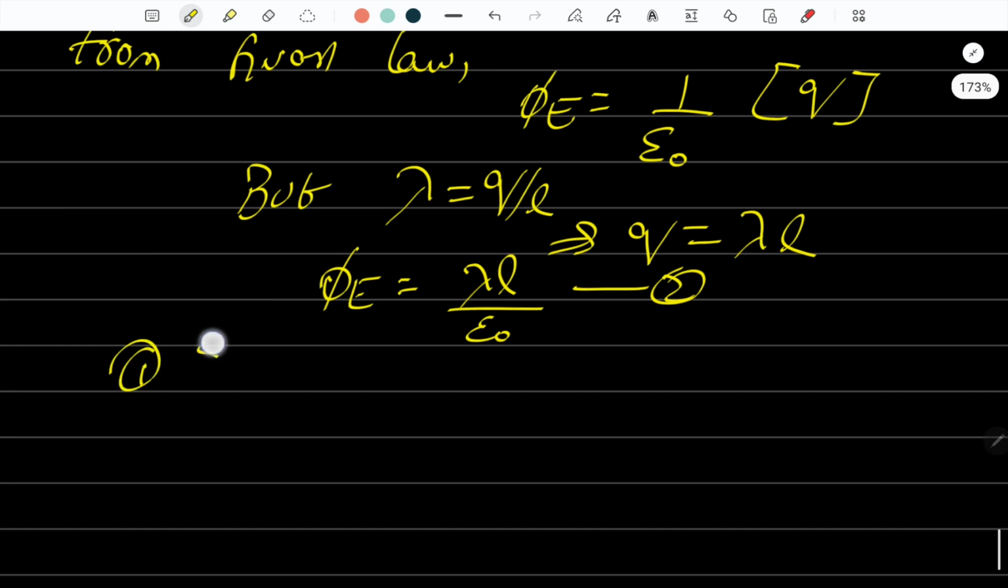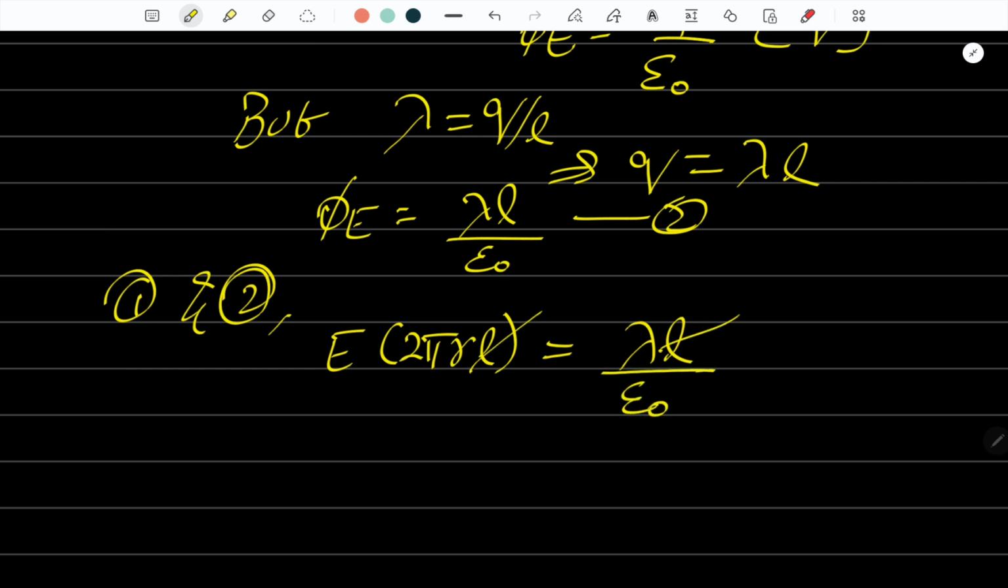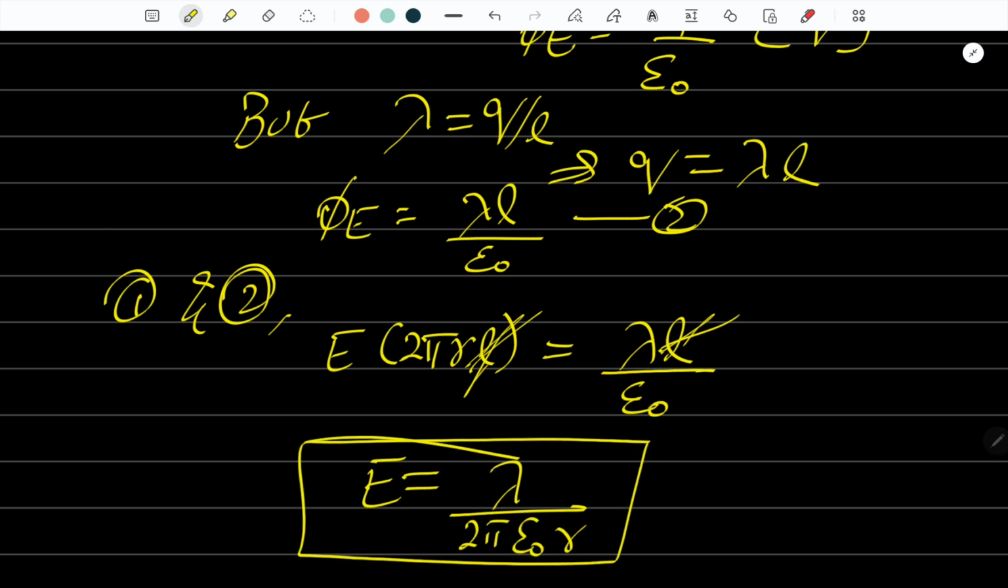Now from equations 1 and 2, what is happening? The first equation we got was E into 2 pi r L, so E into 2 pi r L is equal to lambda L by epsilon naught. L and L get cancelled. I hope you remember at the start of the derivation I told you that L doesn't matter. You can see clearly it is cancelling out. Rearranging, you get E is equal to lambda by 2 pi epsilon naught r. This will be the equation for this particular case, an infinitely long charged wire.